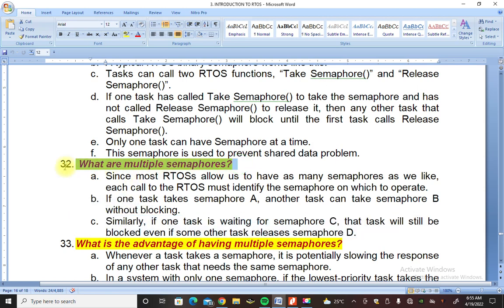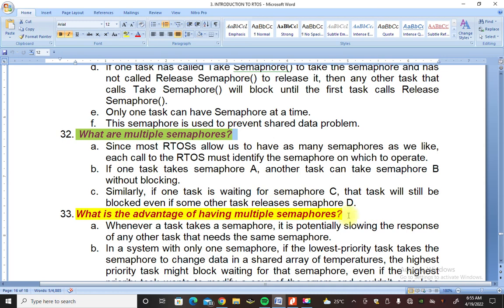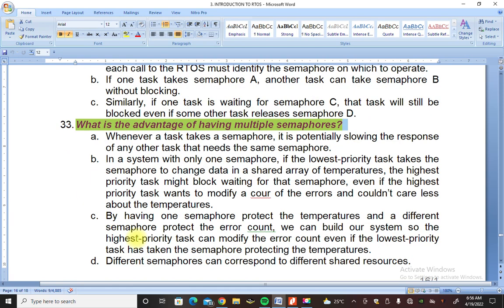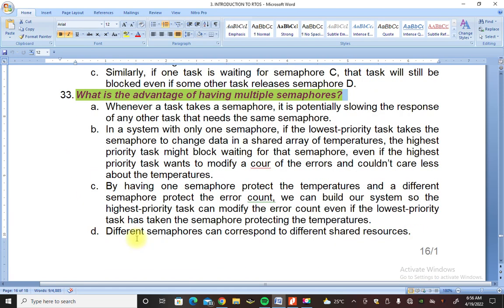So temperatures need semaphore A, pressure needs semaphore B. Temperature tasks use semaphore A to prevent the shared data problem with respect to the temperature. Pressure tasks can use semaphore B to prevent the shared data problem with respect to the pressures, and both are isolated, both are separate, and both can work independently, and it can protect the system from the shared data problem through semaphores. What is the advantage of having multiple semaphores? It's very interesting. That is what we have discussed now.